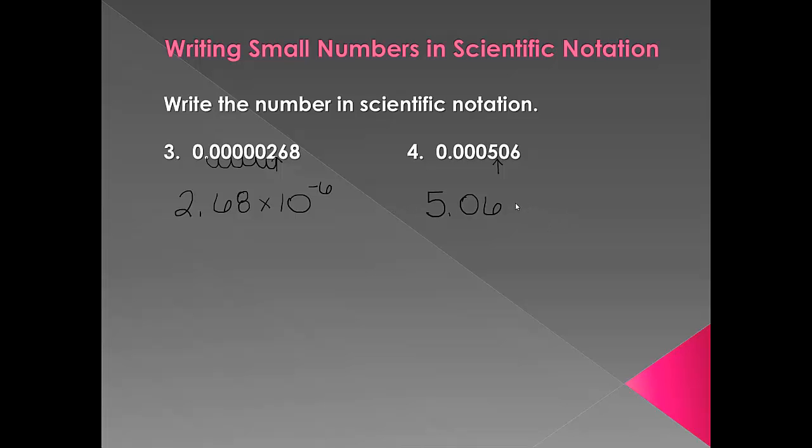So I have 5.06, or 5 6 hundredths, times 10, and now I need to figure out what my exponent is going to be. So I'm going to move my decimal over 1, 2, 3, 4. So I have my exponent of 4, and since my original number I started with is less than 1, my exponent is going to be negative. So I have 5 6 hundredths times 10 to the negative 4th power.